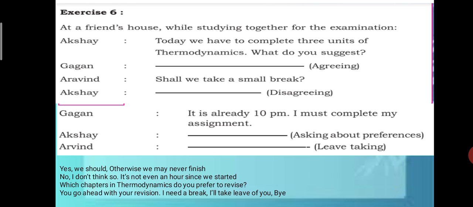Arvind, shall we take a small break? Akshay, no, I don't think so. It's not even an hour since we started. Now here he disagrees. He says, no, I don't think so, because you just started studying. Why take a break? That's why he says, no, I don't think so. It's not even an hour since we started.